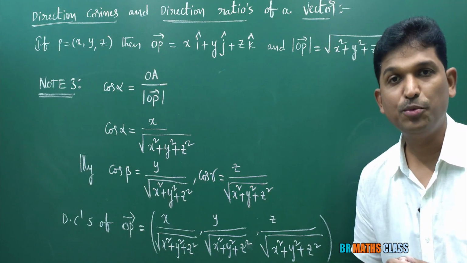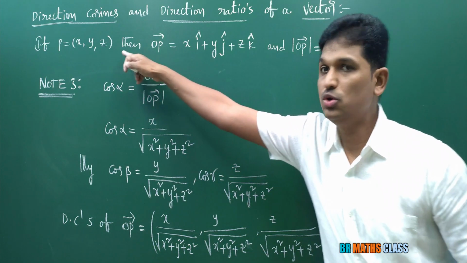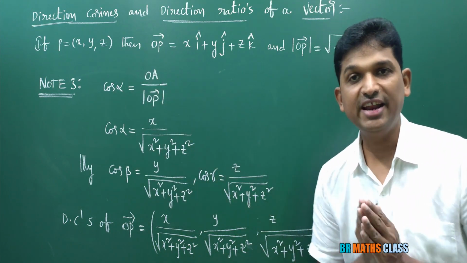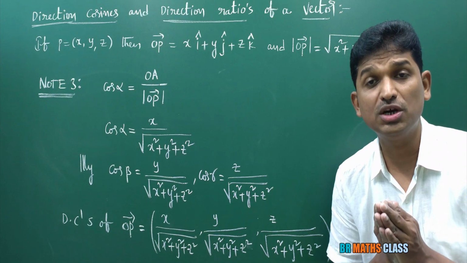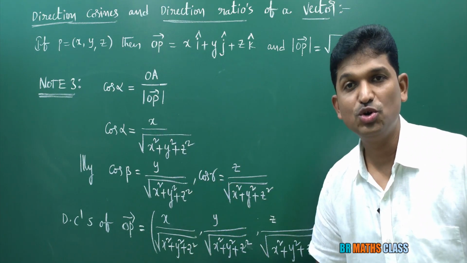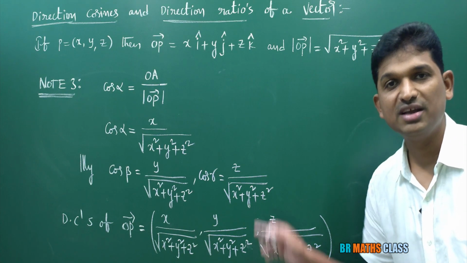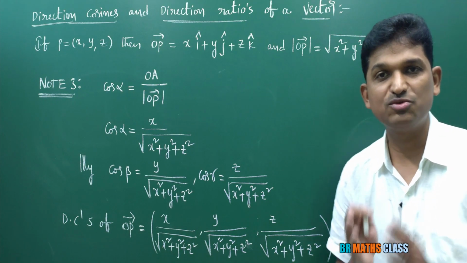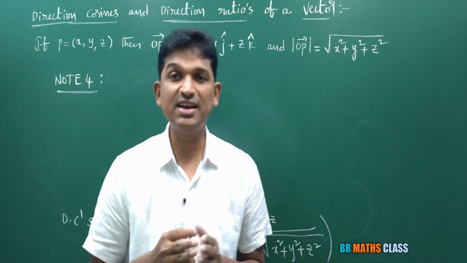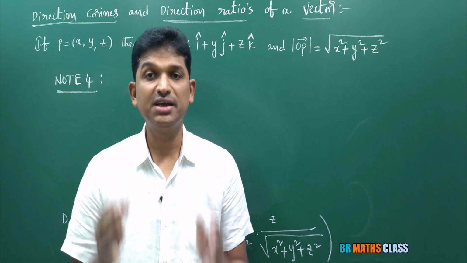So this is the final point I want to say. If P equals x comma y comma z, then the direction cosines of OP bar formula is what? Very, very important. X divided by root over x square plus y square plus z square, y divided by root over x square plus y square plus z square, z divided by root over x square plus y square plus z square. What is the relation between L, M, N?